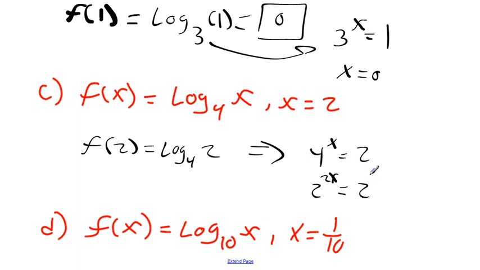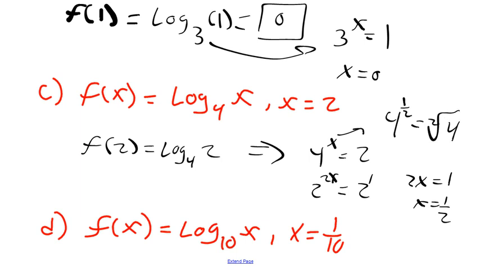So we can set their exponents equal to each other. And we know that this right here is a 1. So look, we say 2x equals 1. So x must be a half. Oh, let me talk about that real quick. What does that mean? Look, 4 to the power of 1 over 2 is the same thing as the square root of 4.